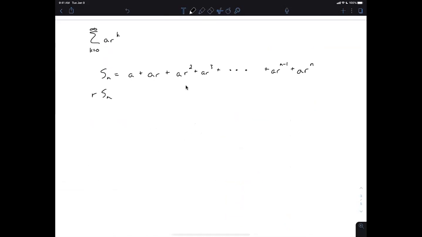So we get R times Sn. And now we distribute R. R times A is AR. R times AR is AR squared. R times AR squared is AR cubed. R times AR to the third is AR to the fourth. R times AR to the n minus 1 is AR to the n. R times AR to the n is AR to the n plus 1. I know I'm going pretty quick. Do we follow that? Please ask if there are any questions.